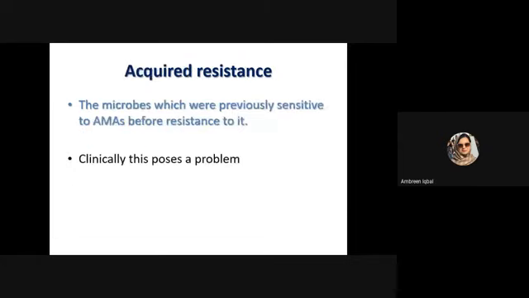The next is that microbes which were previously sensitive to antimicrobial agents now become resistant to them. This is clinically a problem that causes difficulty for us. The bacteria were initially responsive, but now resistant. The reason for this is that bacteria acquire the resistance by a change in their DNA. Such DNA changes may occur by mutation or transfer of genetic material. And what is mutation? A genetic change that occurs spontaneously.